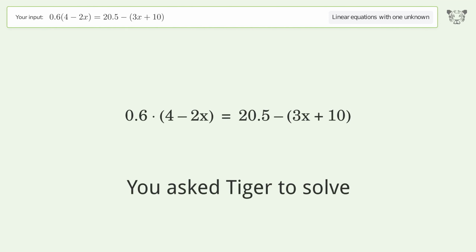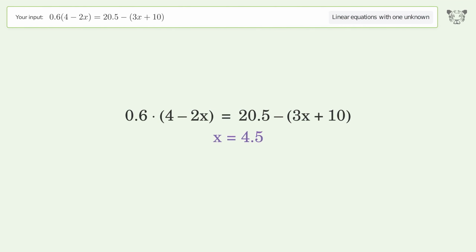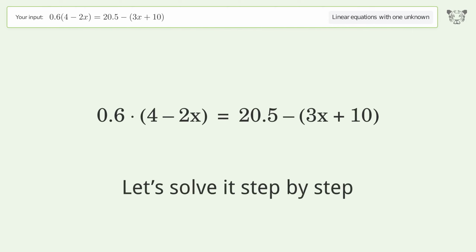You ask Tiger to solve this. It deals with linear equations with one unknown. The final result is x equals 4.5. Let's solve it step by step.